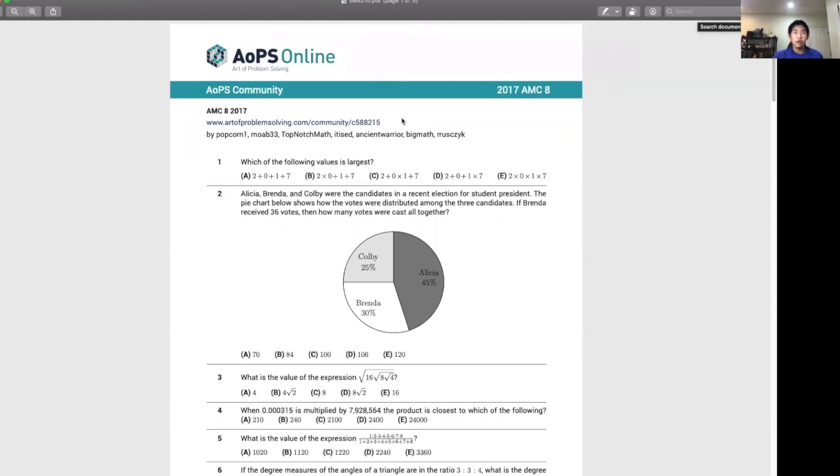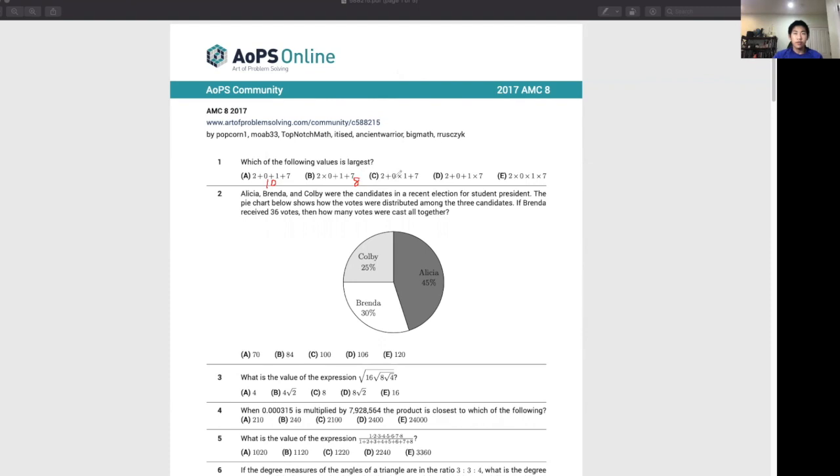So, question 1 asks, which of the following values is the largest? What we're going to do is evaluate each of them and just see which one is largest. First we have 2 plus 0 plus 1 plus 7, and that's equal to 10. Next we'll look at B. We have 2 times 0, which is 0, plus 1 plus 7, which is 8.